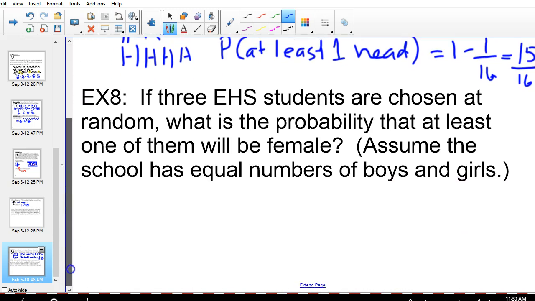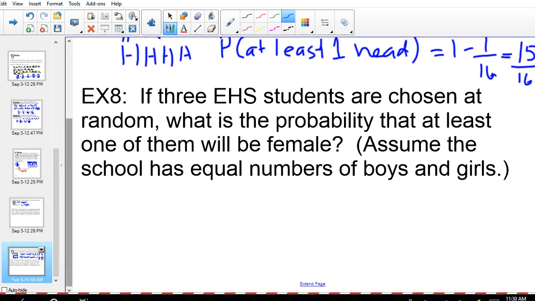All right, so example 8. If 3 Elkin High School students are chosen at random, what is the probability that at least one of them will be female? Assume the school has equal numbers of boys and girls. Okay, so in this case, we're getting at least 1 female. We could think of the combinations: female, female, male, female, male, female. We could think of all that. But what's the only way this cannot occur? All male, right?